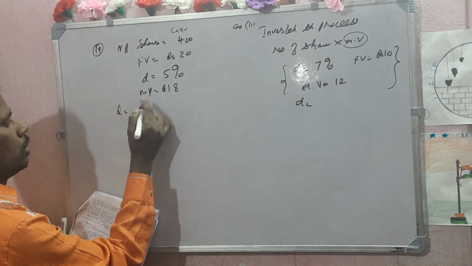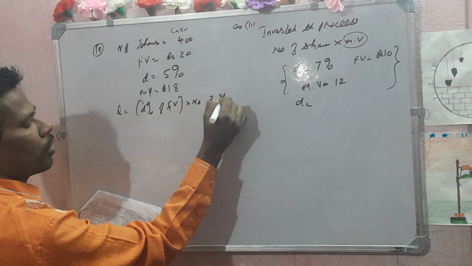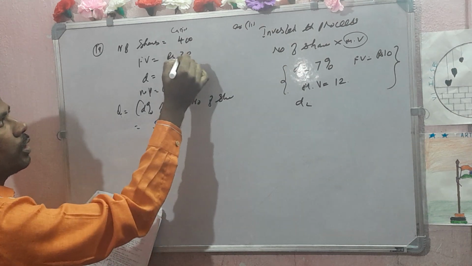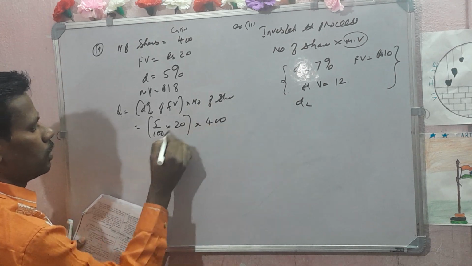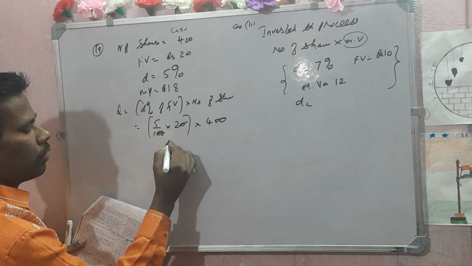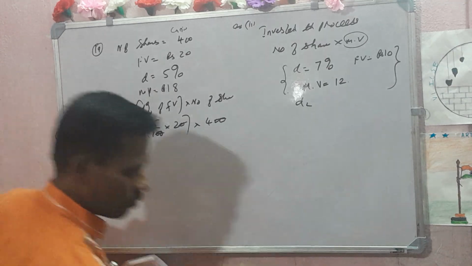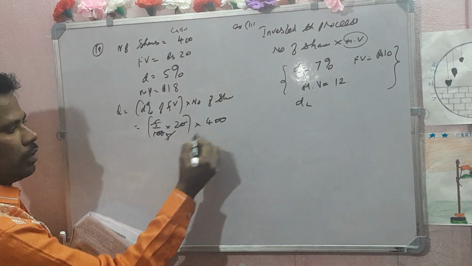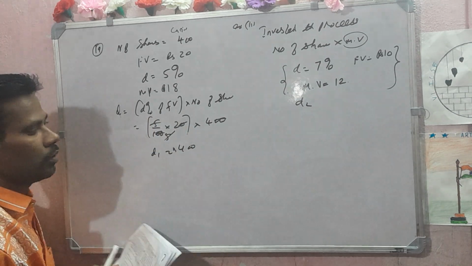Dividend is equal to dividend percentage of face value into number of shares, right? Dividend percentage is 5 by 100 into face value 20 into number of shares 400. So do one thing, 100 cancel, 5 twos are 10, 10 fours are 40. So here dividend is 400, let us represent that as D1.